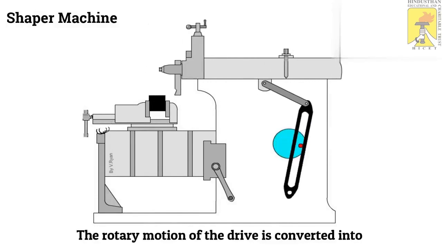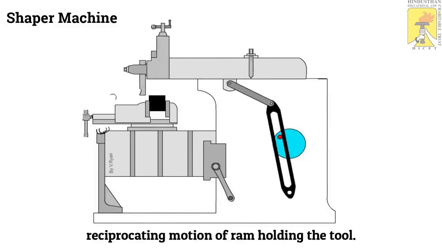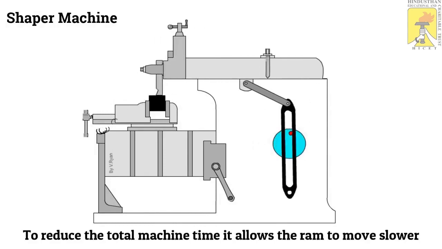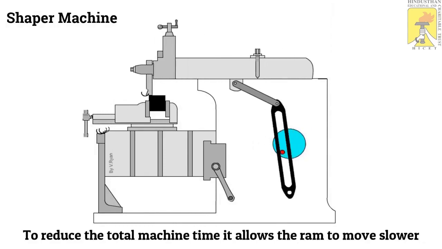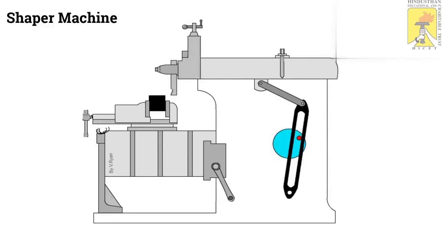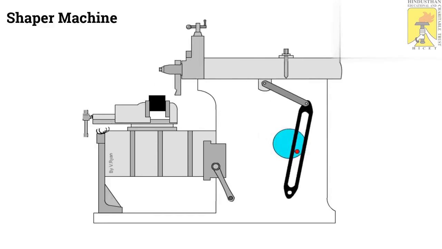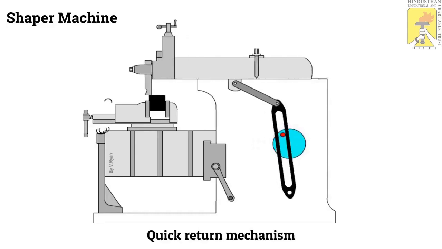The rotary motion of the drive is converted into reciprocating motion of the ram holding the tool. To reduce the total machine time, the ram moves slower in the cutting stroke. It comes faster in the return stroke. It is called a quick return mechanism.